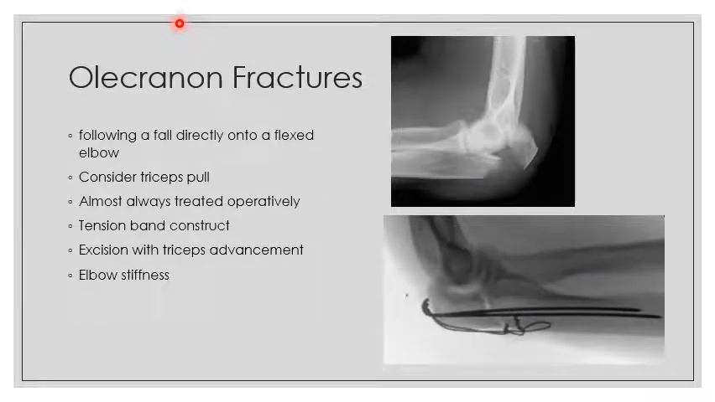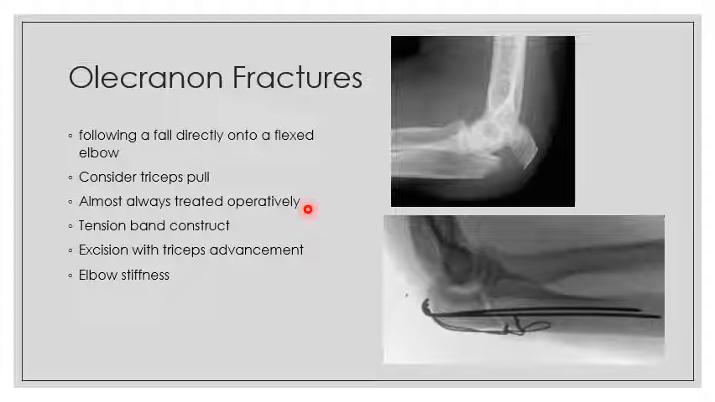Olecranon fractures basically follow a fall directly onto a flexed elbow. The triceps inserts on the olecranon, right here. The pull of the muscle often causes an active extension of the elbow and displacement of the fracture. So this is a classic picture of an olecranon fracture, the fragments being pulled by the triceps. Usually an olecranon fracture should be fixed surgically. You have to consider the triceps pull, and as I said, it's almost always treated operatively.